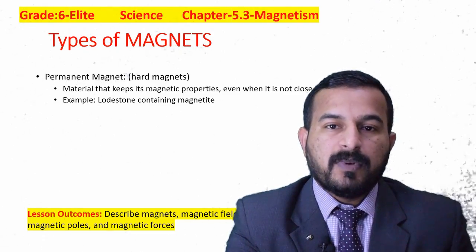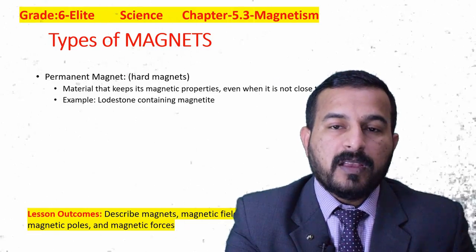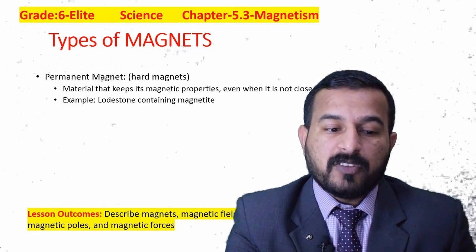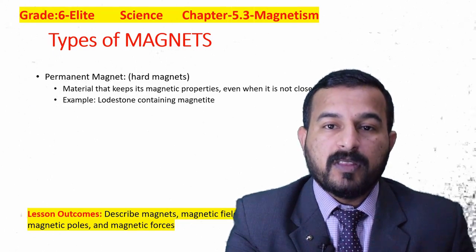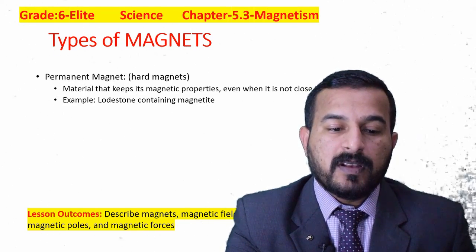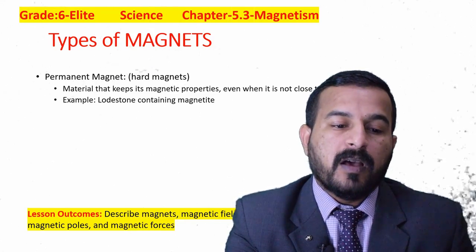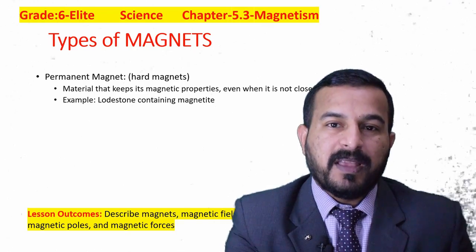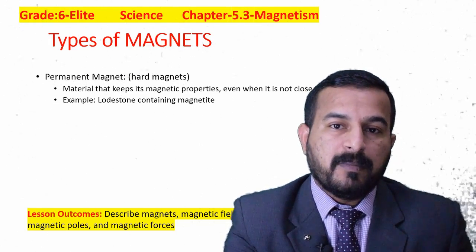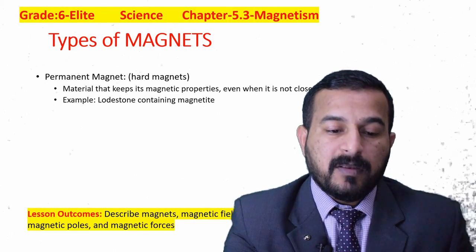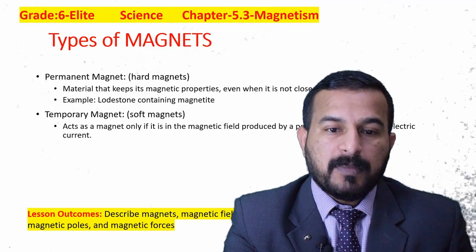The first one is the permanent magnet, or else we can call it a hard magnet. A permanent magnet is a material which keeps its magnetic property even when it is not close to other magnets. These are the main group of magnets which have a high amount of magnetic capacity. An example is lodestone containing magnetite, the best example for a magnetic material which has a heavy magnetic property.